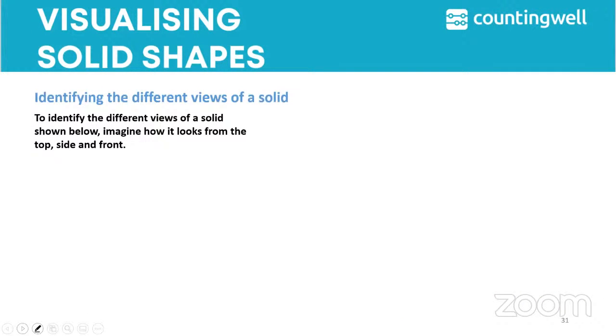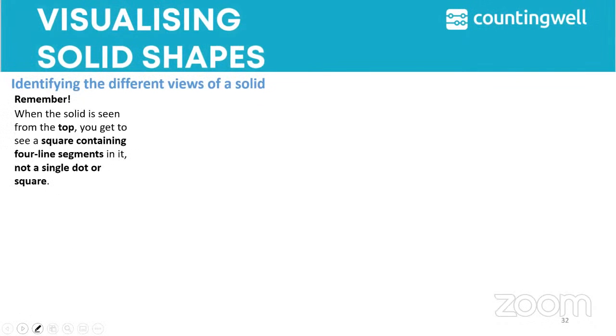While identifying the different views of a solid, you should imagine how it looks from the top, side and bottom. So just imagine this solid shape. Remember, whenever you are viewing the solid from the top, you will get a square containing 4 line segments in it, not a single dot or a square. So like this, you have to view the solid from the top.